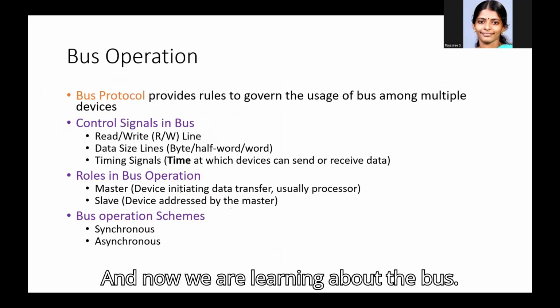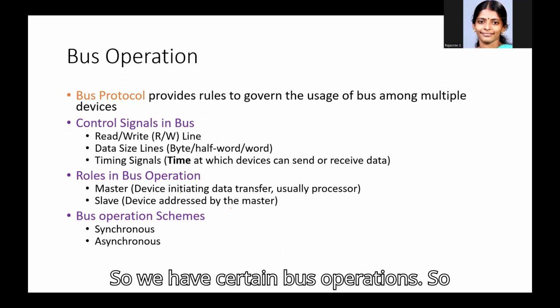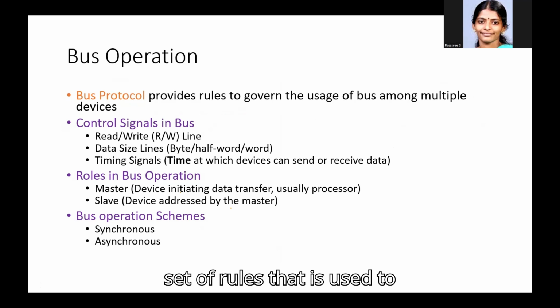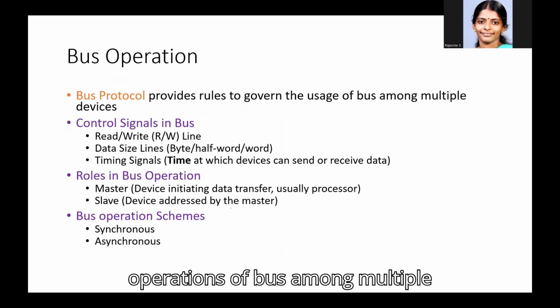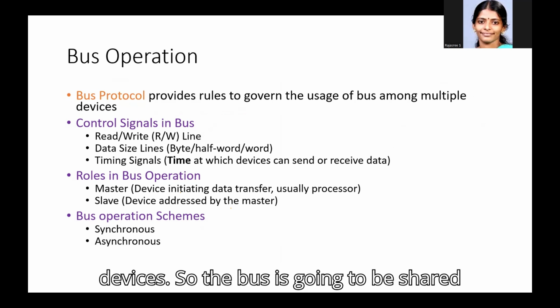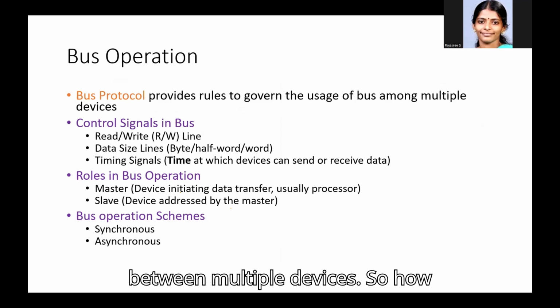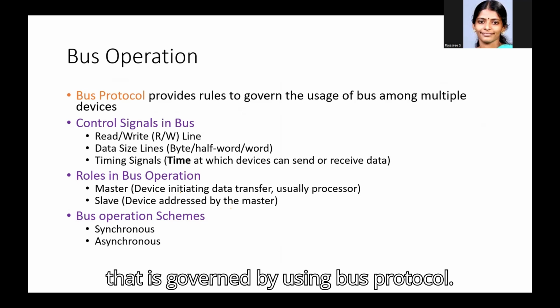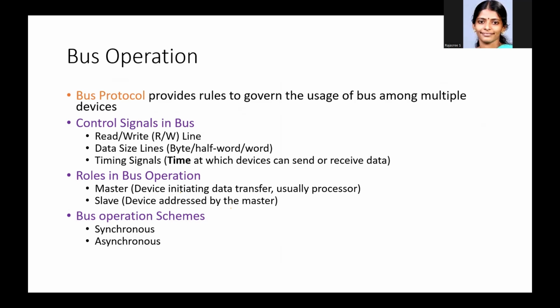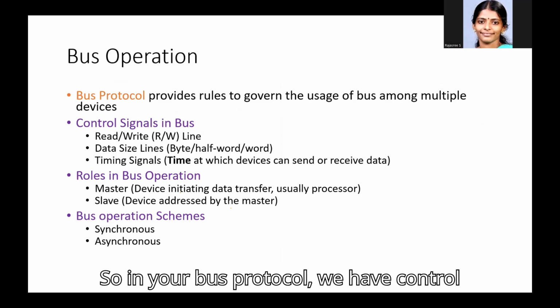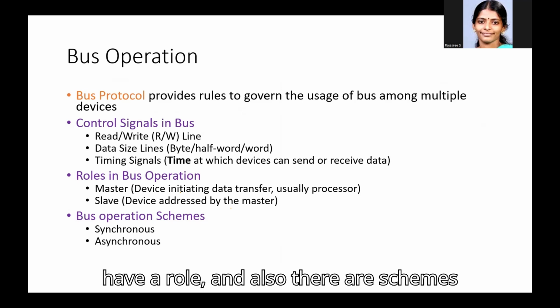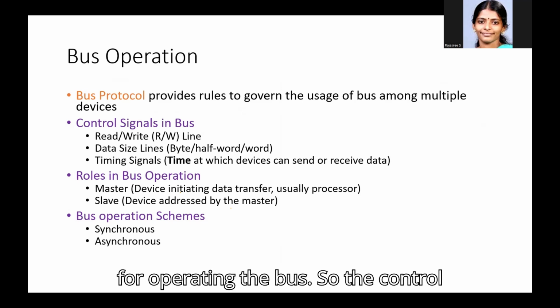And now we are learning about the bus. We have certain bus operations. Bus protocol: the term protocol means a set of rules that is used to define or govern the operations of the bus among multiple devices. The bus is going to be shared between multiple devices. So how is this happening perfectly? That is governed by the bus protocol. In the bus protocol, we have control signals. Every participant in the bus operation will have a role, and also there are schemes for operating the bus.